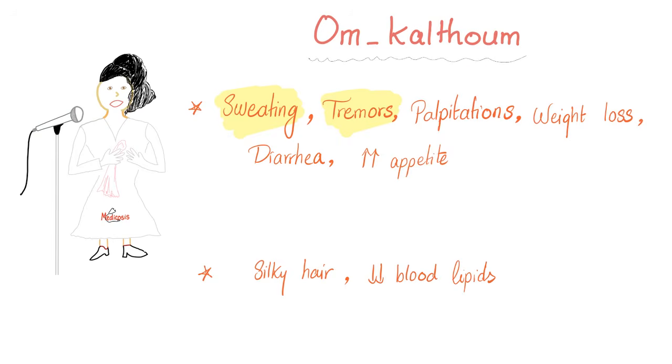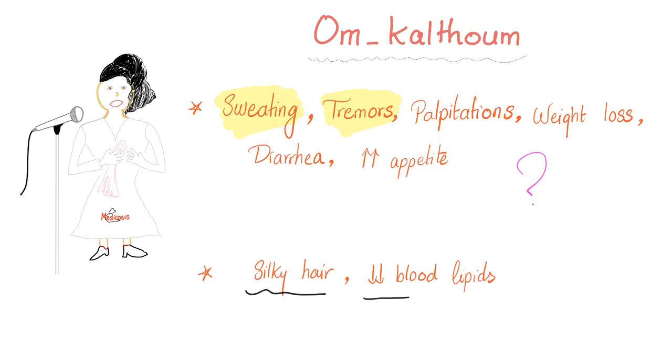Kulthum started noticing some symptoms. Sweating, tremors. Oh, that's not good if you're singing on stage. Palpitations, weight loss, diarrhea, and increased appetite. Like weight loss in spite of increased appetite? Yes, indeed. And then came two things that she likes. Number one, her hair became more silky, and her blood lipids decreased. What's the diagnosis? Hyperthyroidism. The thyroid gland is the oven or the stove of your body.